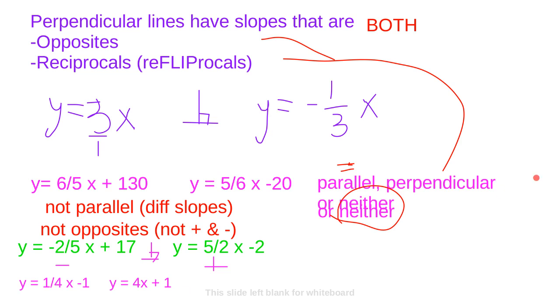So if I were to go back in here and put a negative right next to the 1/4, making it negative 1/4, then they would be perpendicular. So question: what does the y-intercept, the b in y equals mx plus b, have to do with anything when we're talking about parallel, perpendicular, or neither?